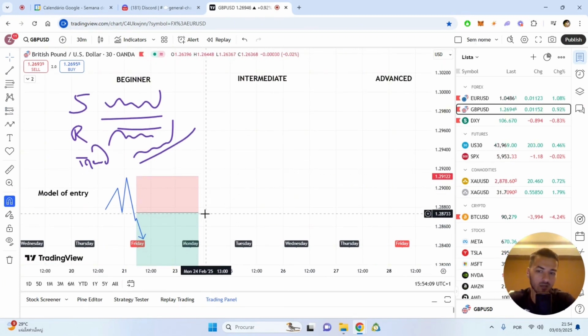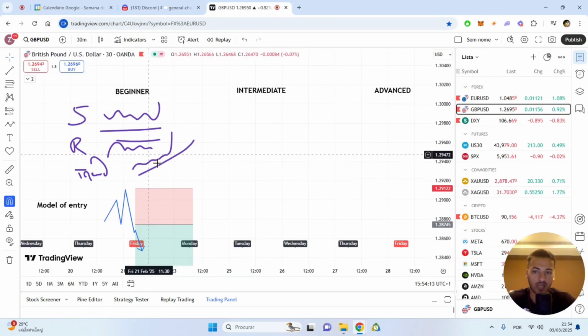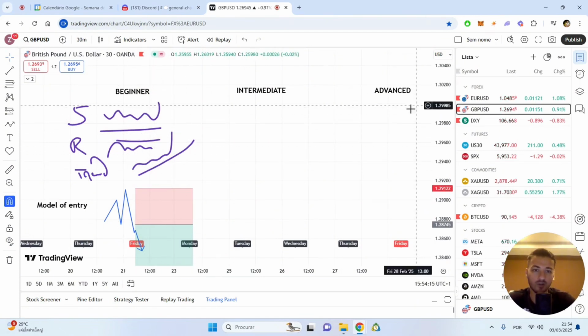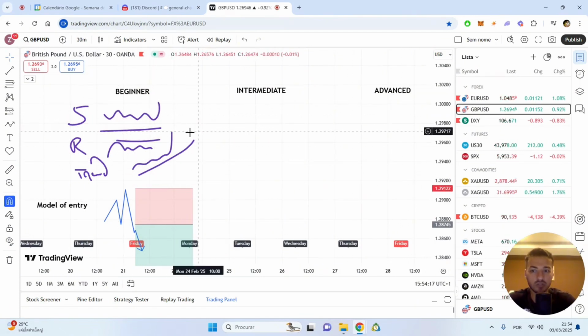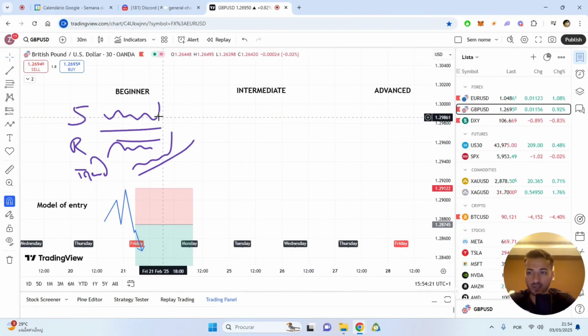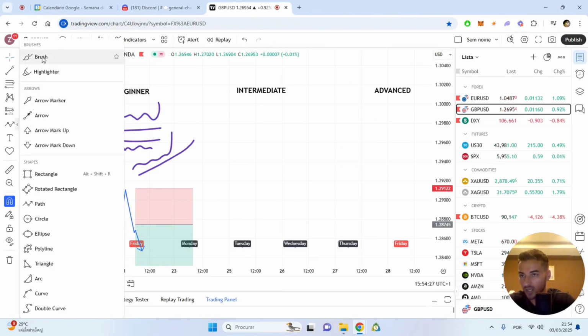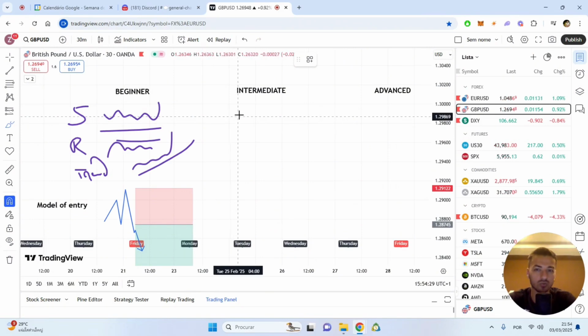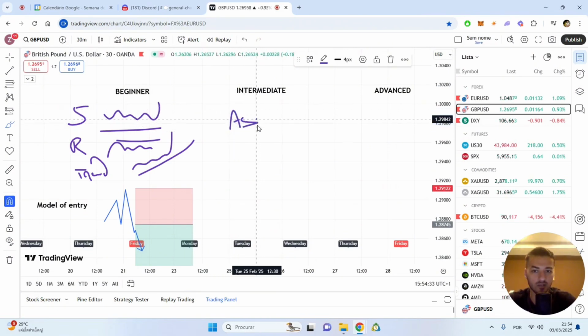Okay, so that's the beginner level, which is not bad, which is the basics. And as I said, completely valid. Even if you're trading an advanced level, you still look at these things because this is still super valid. It's still liquidity. But let's look at the intermediate. So the intermediate is going to be a little smarter and is going to start taking Asia liquidity.